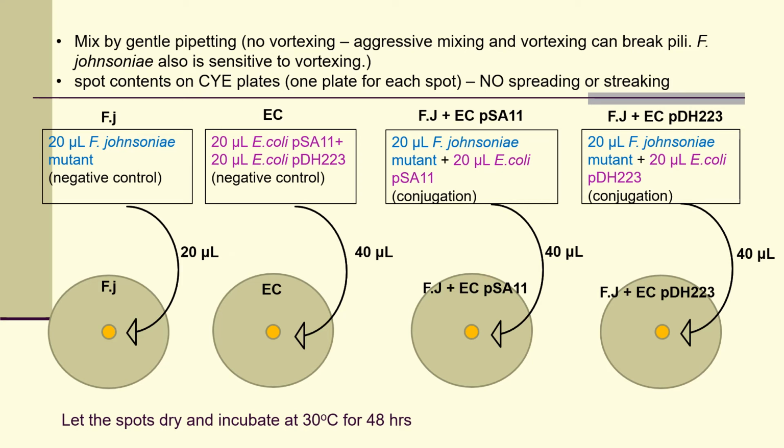We will label 4 CYE agar plates with the same set of labels we had in our 4 tubes. Then we will transfer the entire content in the tubes to the corresponding plate: 20 microliters of FJ and 40 microliters of the E. coli mixture, 40 microliters of FJ plus EC-PSA11 and 40 microliters of FJ plus EC-PDH223 mixture.